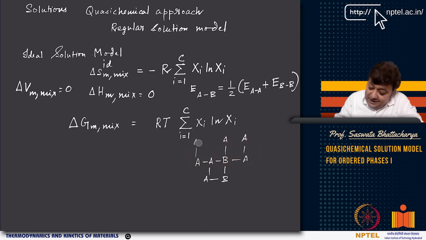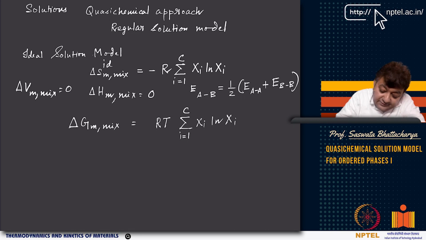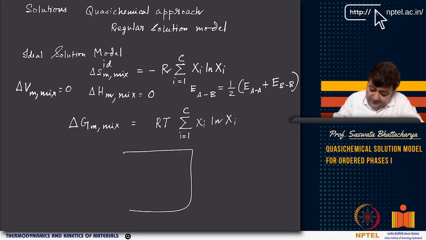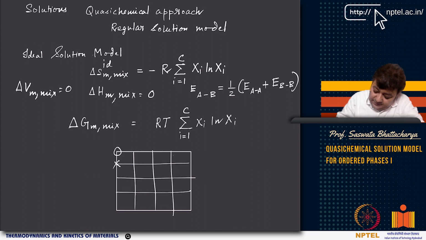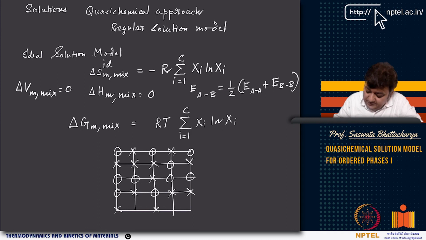You can do this on a lattice. For a solution, you can think of a lattice with lattice points, and this is an A atom, and this is a B atom, and then B atoms placed randomly depending on the fraction of B, and then I can put A's in the gaps. So basically, it's a rigid lattice. If you look at a solution, it's a rigid lattice. Even for a liquid solution, we are always assuming the lattice to be rigid.